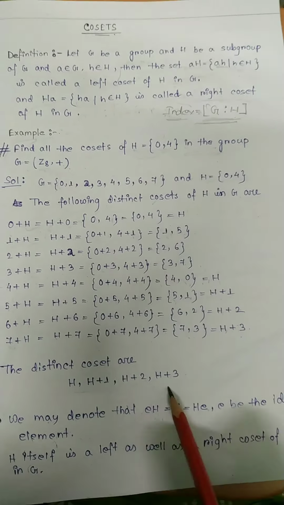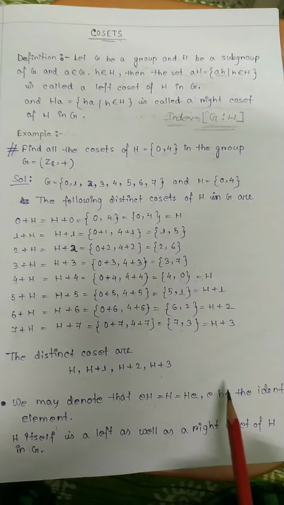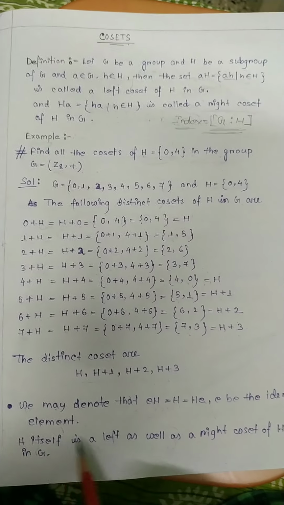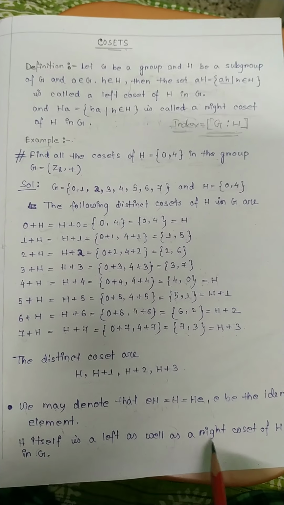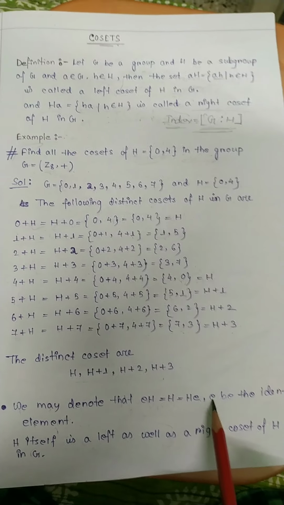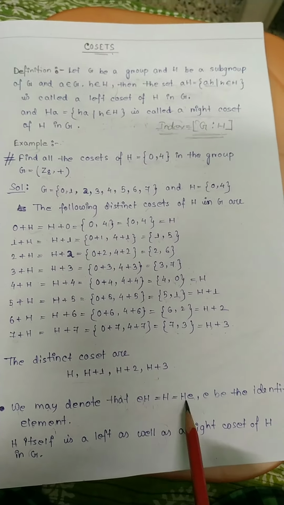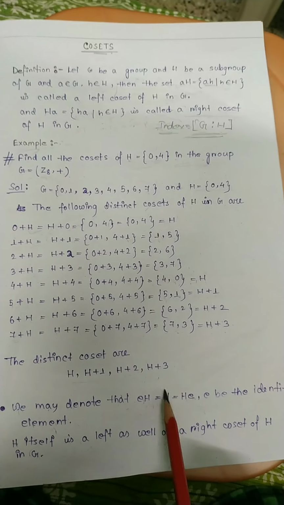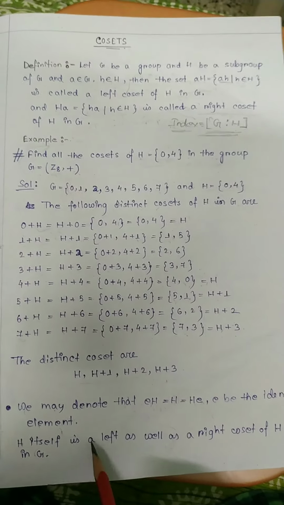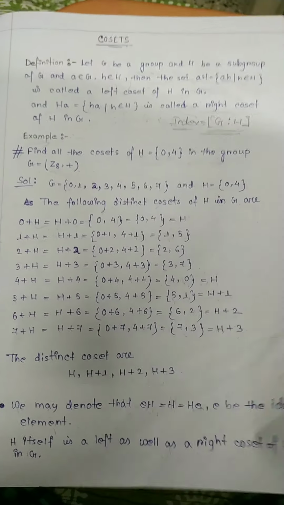Next, the note. We may note that eH = He, where e is the identity element. H itself is a left as well as a right coset of H in G. As e is the identity element, whether we multiply on the left side or the right side, it will be the same, and we find H again. So H is itself a left and right coset. Then we move to the theorem.